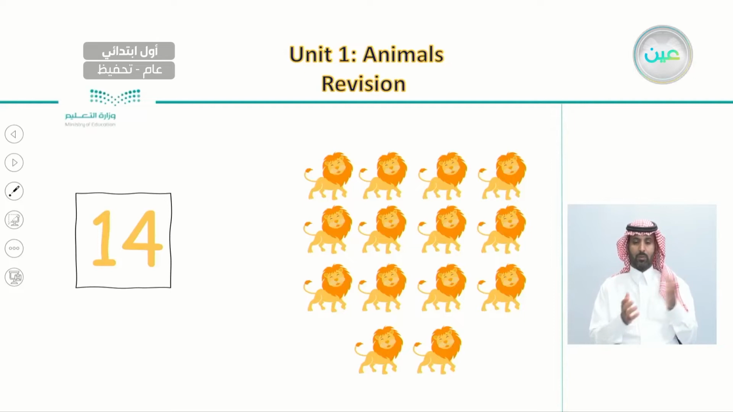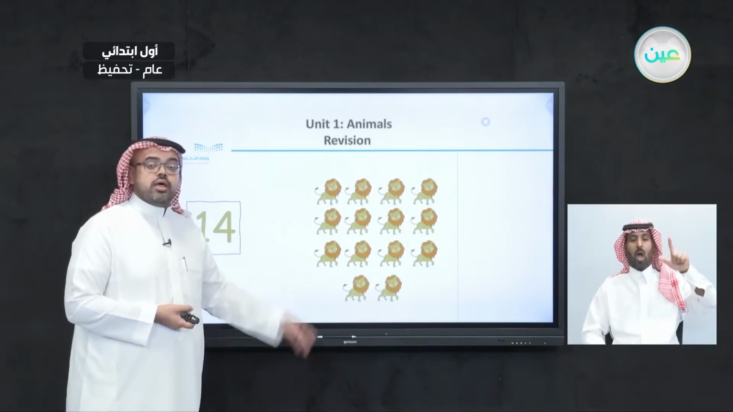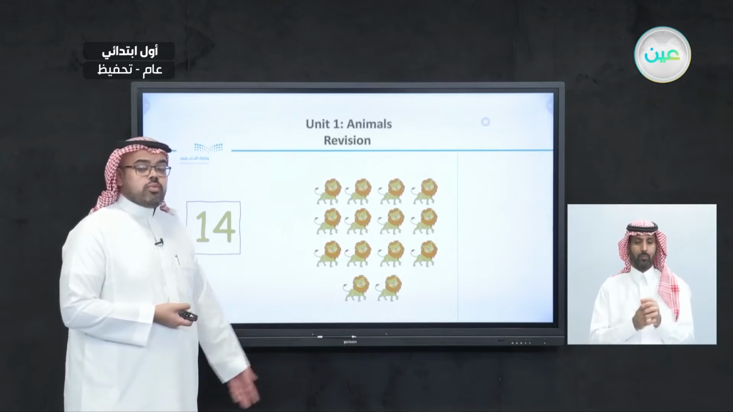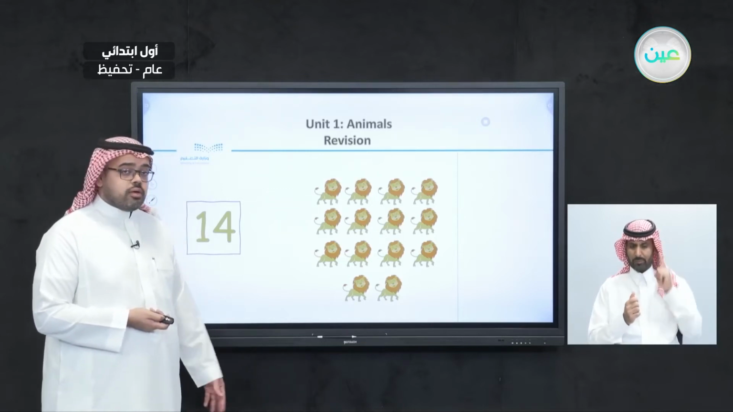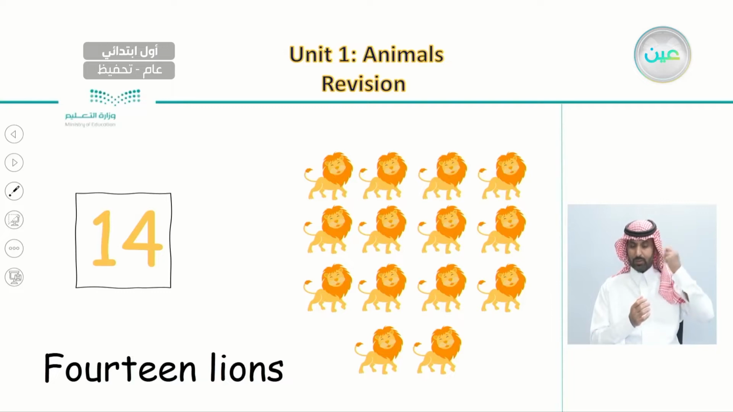Now, let's see the other one. Can you tell what do we call this animal? We call it a lion. And can you tell how many lions we have here? Let's count them. So here we have 1, 2, 3, 4, 5, 6, 7, 8, 9, 10, 11, 12, 13, and 14. So how many lions we have here? We have 14 lions.